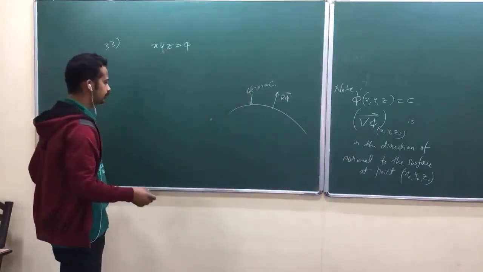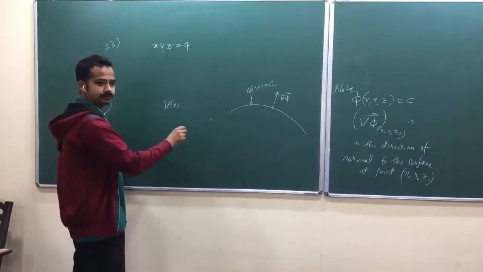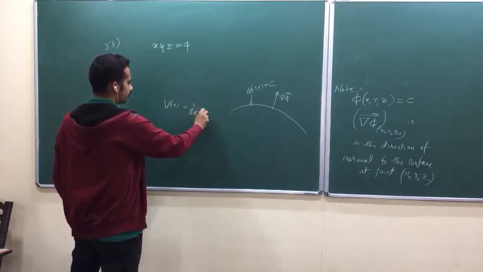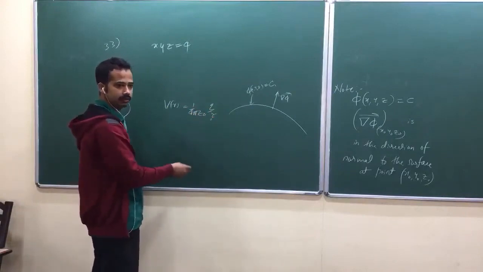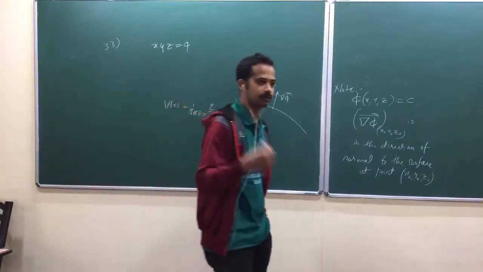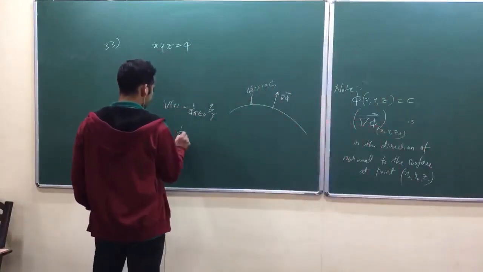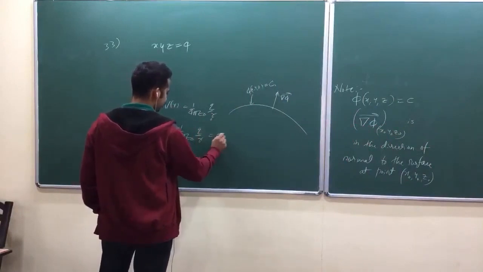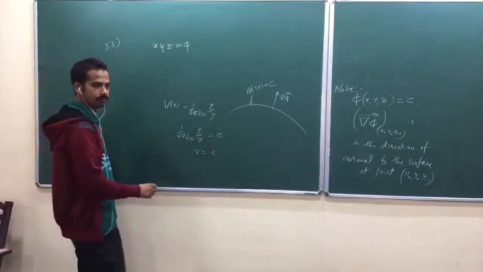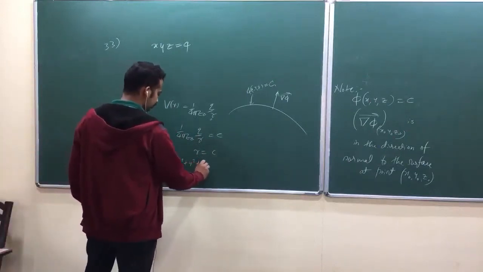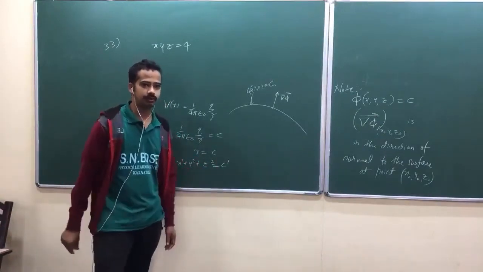Let me take you to a very physical thing in electrostatics. Suppose you write V of R as 1 by 4 pi epsilon naught, Q by R, am I right? Now suppose I take V of R equal to C. That will be on a spherical surface usually, since spherical is symmetric. Look here, 1 by 4 pi epsilon naught, Q by R is equal to C. That means R is equal to some constant, am I right? What is this? x squared plus y squared plus z squared is equal to some other constant. So what is this? This is the equation of a sphere, am I right?